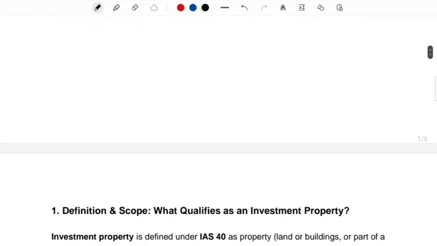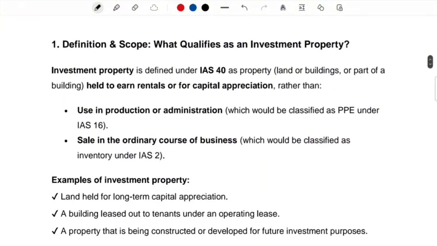Okay. Now, definition and scope. Investment property under IAS 40 is defined as property, land or buildings or part of a building, which is specifically held to earn rentals or for capital appreciation. Now students, it is very important that you understand that for IAS 40 the property must have the purpose of either being held for rental or for capital appreciation. There should not be any other kind of purpose.